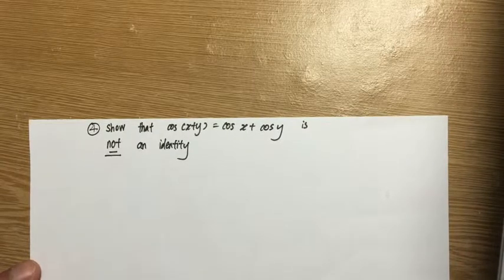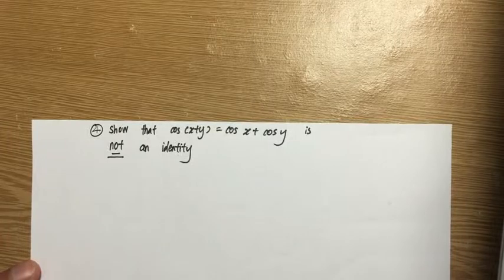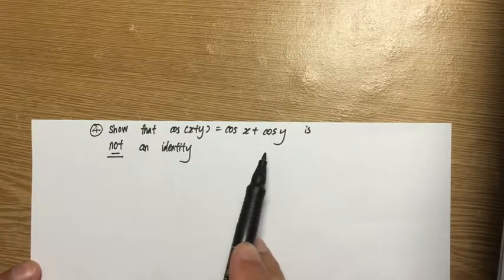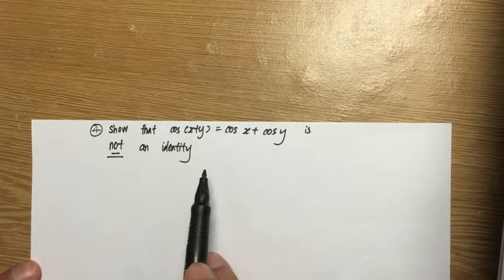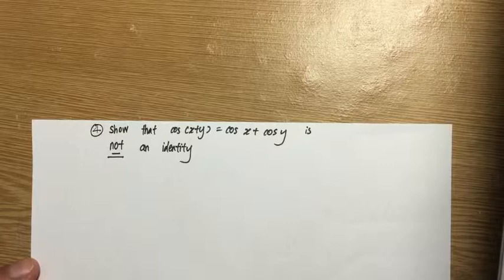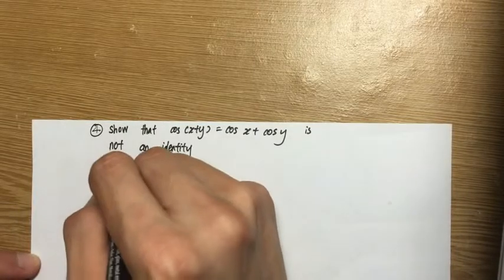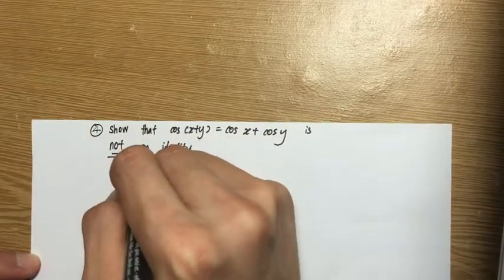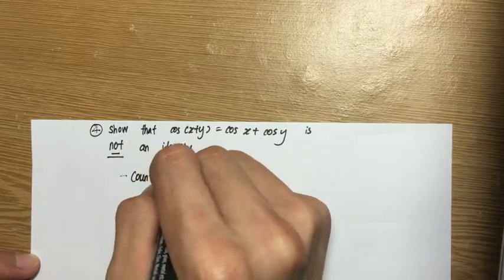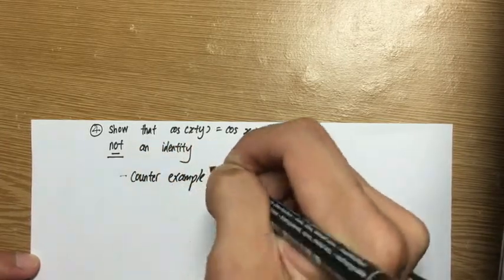The final type of questions which we can encounter in chapter 4.5 are questions which require us to show that an equation is not a trigonometric identity. Over here, I have an example of showing that cos x plus y equals cos x plus cos y is not an identity. The approach towards solving this question is to first use a counter example in order to prove that this is not an identity.